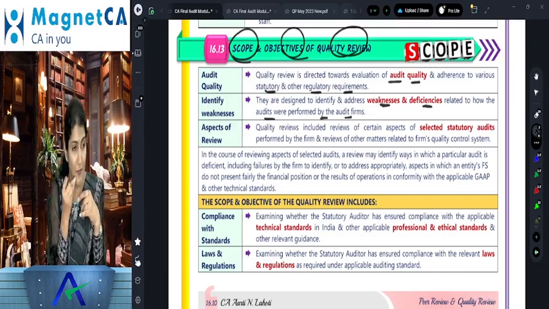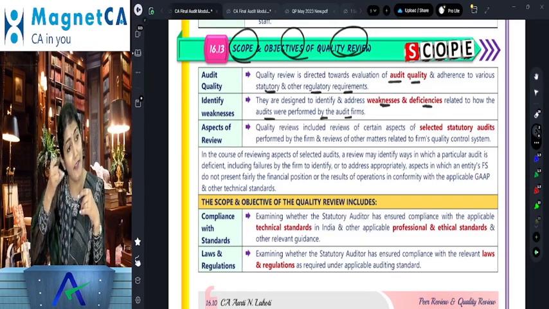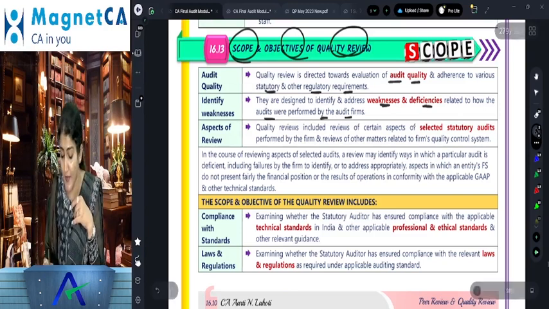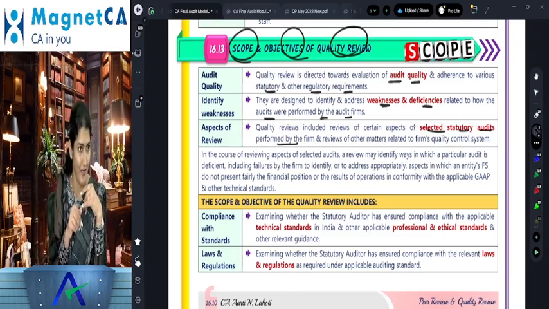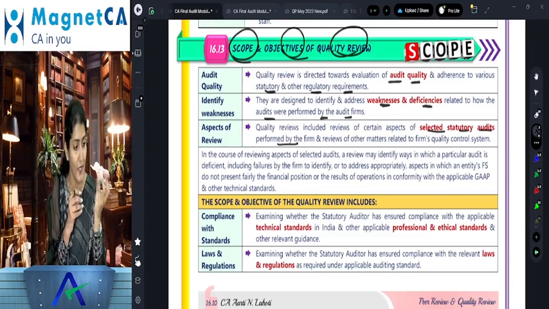Audit quality. When will you say quality not good? When you find out there are deficiencies and weaknesses. And how will you identify the deficiencies and weaknesses? By selecting a few stat audits and doing the quality review. You understand? In quality review, what is your scope and objective? To review the audit quality. That means you want to find out the weaknesses and deficiencies. For that you will select the statutory audit assignments, right?